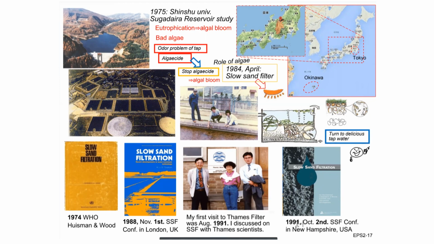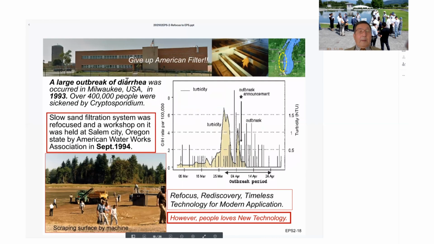And in 1991, October 2nd, the second slow sand filter conference was held in New Hampshire, United States. And the following year, a large outbreak of diarrhea occurred in Milwaukee, United States, in 1993. Over 400,000 people were sickened by Cryptosporidium.